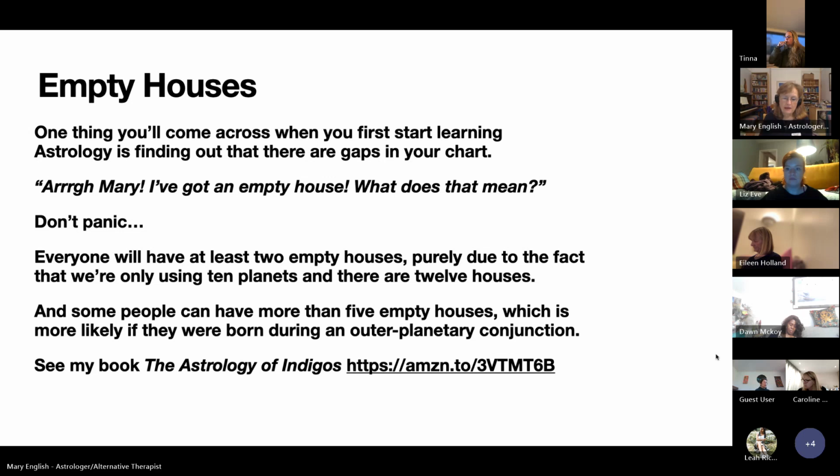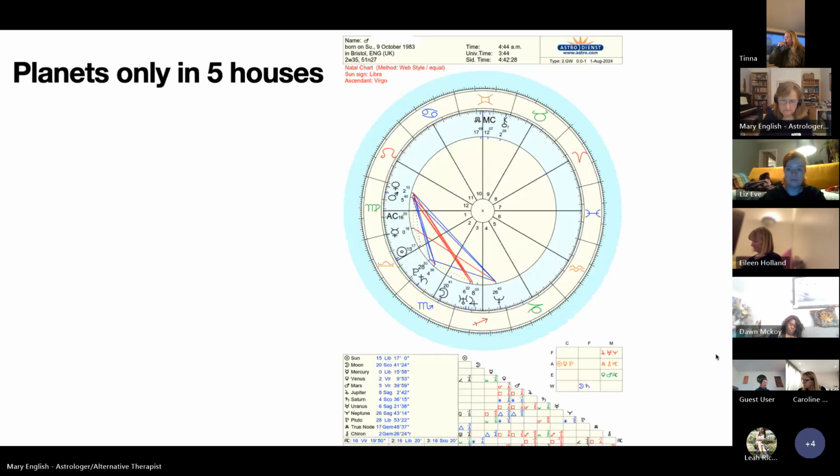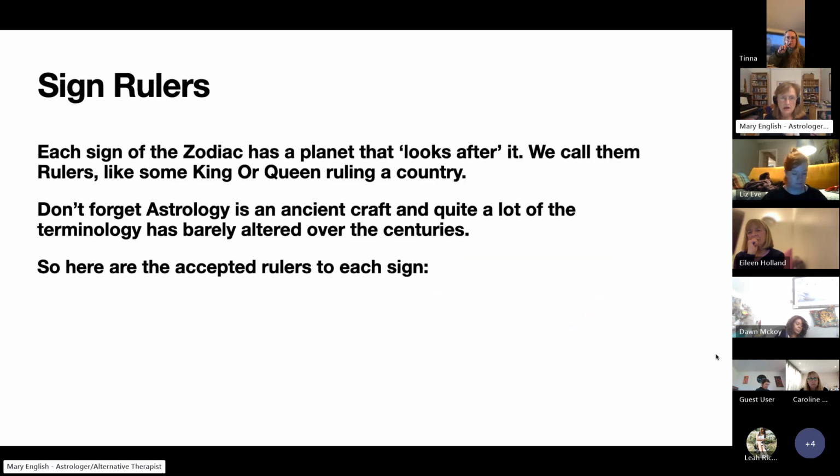You can learn more about that in my book, The Astrology of Indigos. Now, this person is a client, so I cannot reveal their data, but they were quite happy to share their date of birth, but not to identify who they are. You'll see that they have planets in only 5 houses: the 12th, the 1st, the 2nd, the 3rd, and the 4th. So they've got a hell of a load of empty houses, and all those computer program analyses won't help them at all to understand their chart.